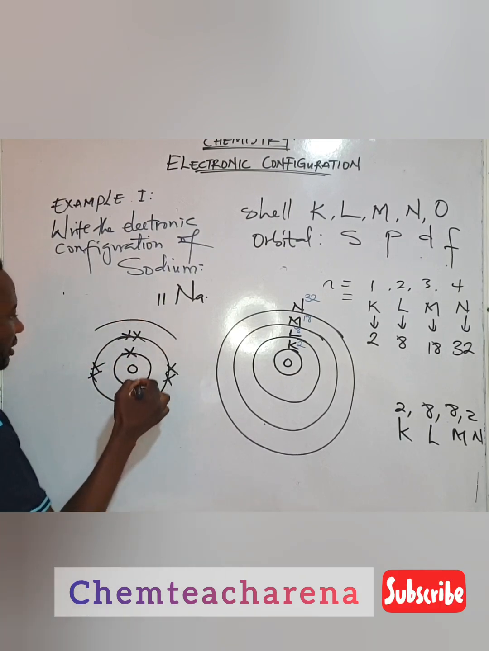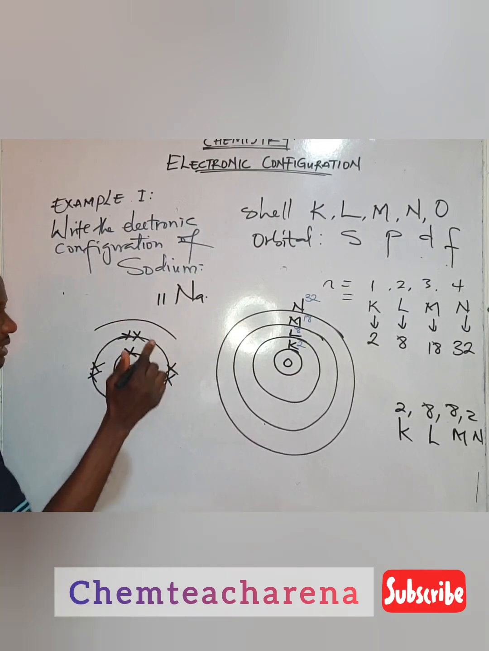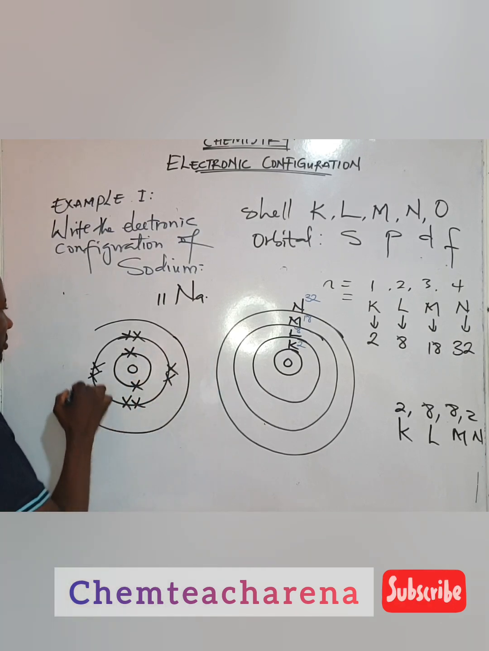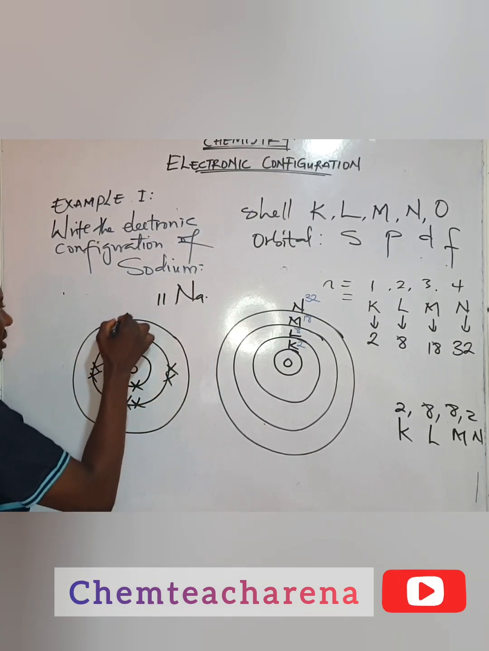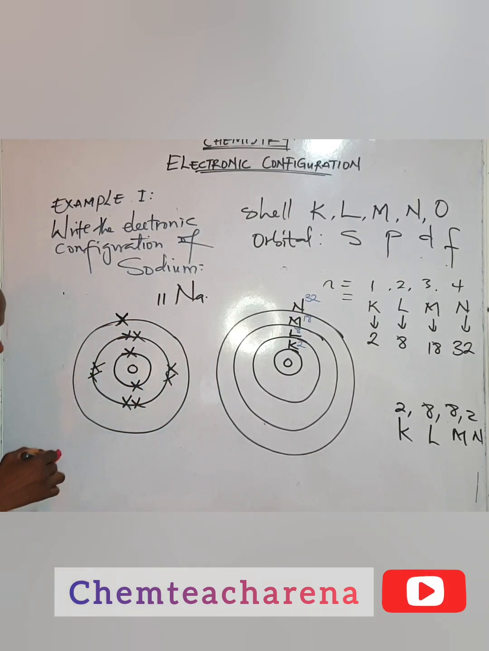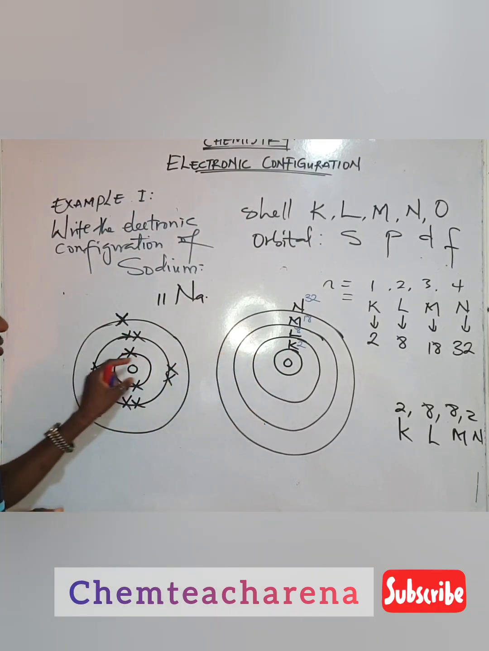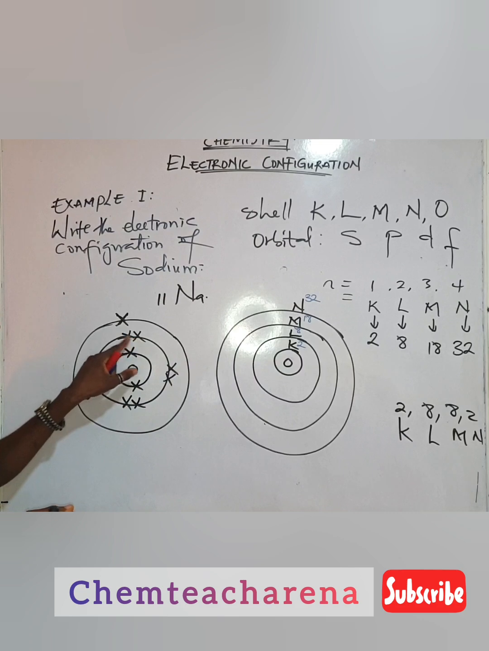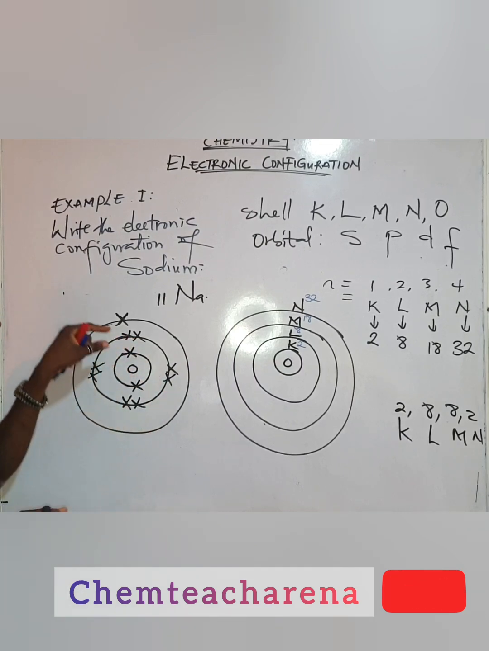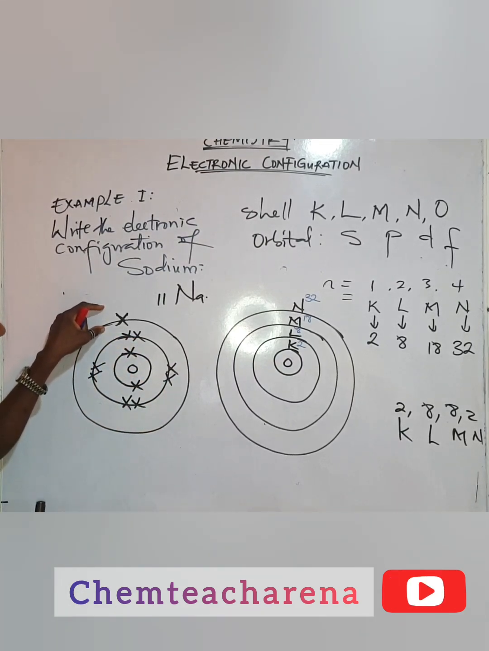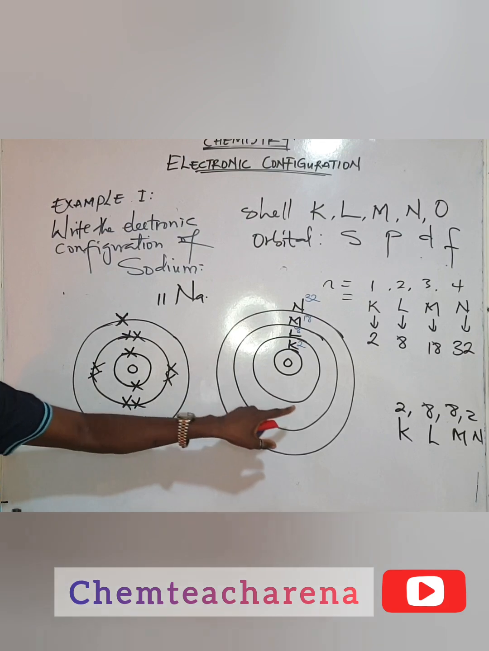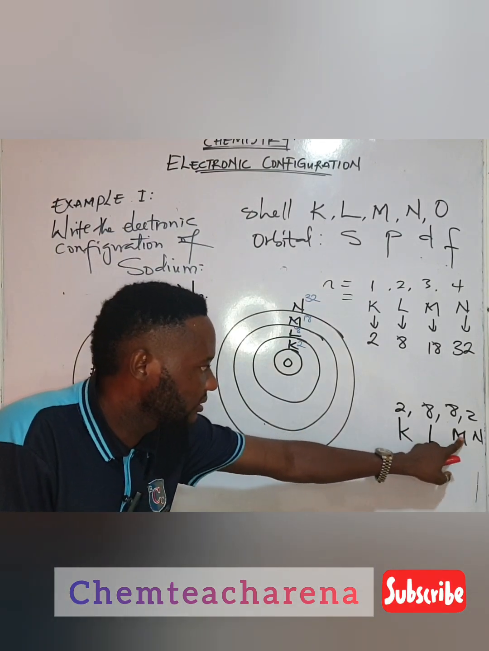Then the last one, 2 plus 8, that is 10. So we have one more to make it what? 11, because we are writing for 11. The first one, the K has 2, the L has 1, 2, 3, 4, 5, 6, 7, 8. We need one more. Then one more for this. We have what?